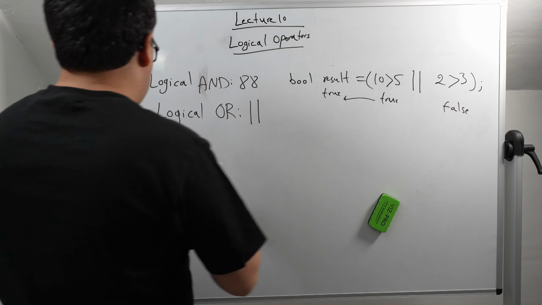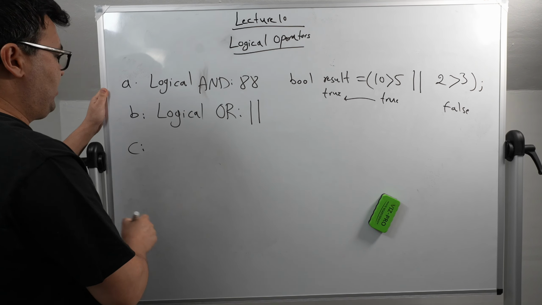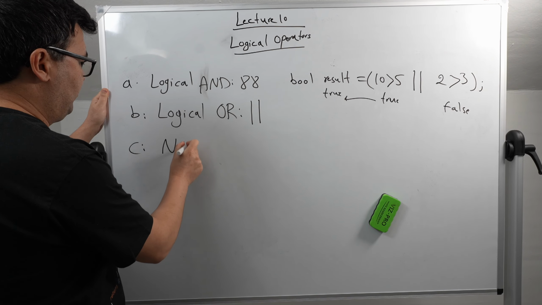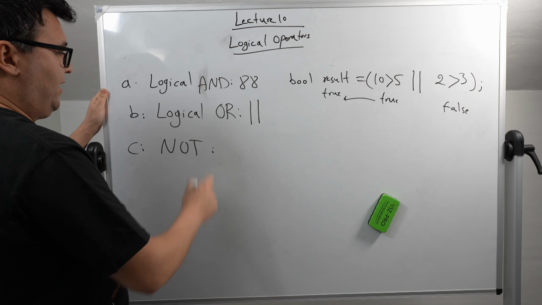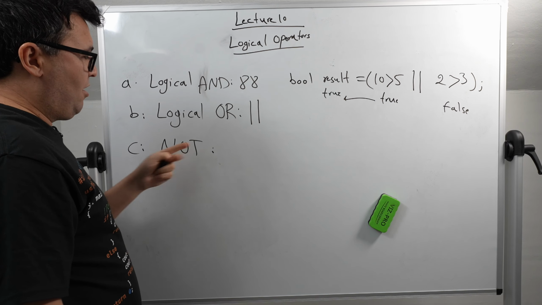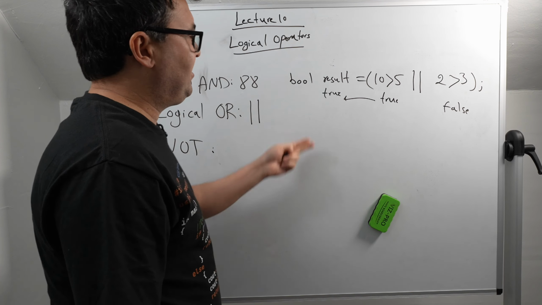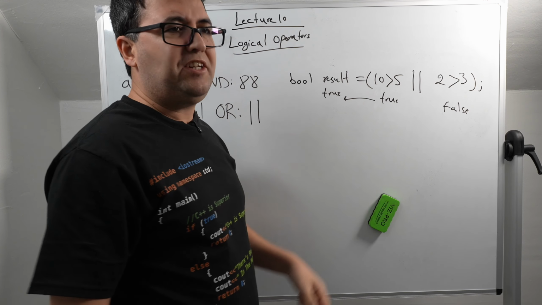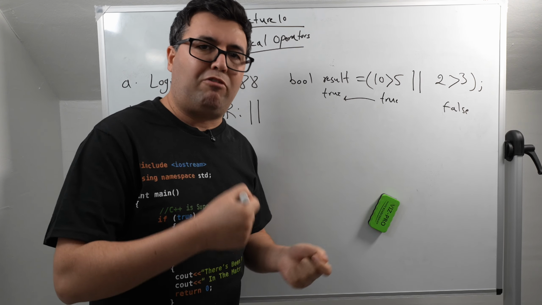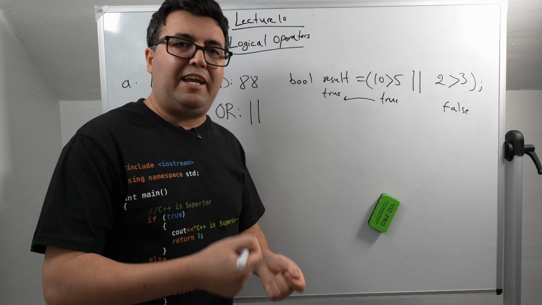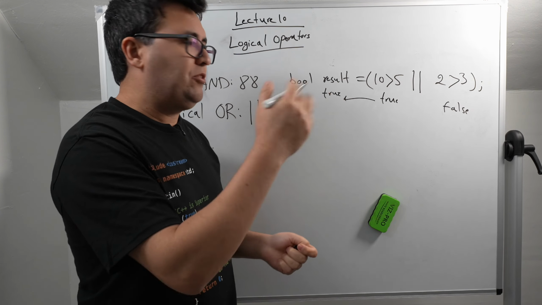So now let's go to another logical operator which is called the NOT operator. It's called NOT, and it's a unary operator. So it reverses the result. If the result is true, it negates it to false. If the result is false, it negates it to true.